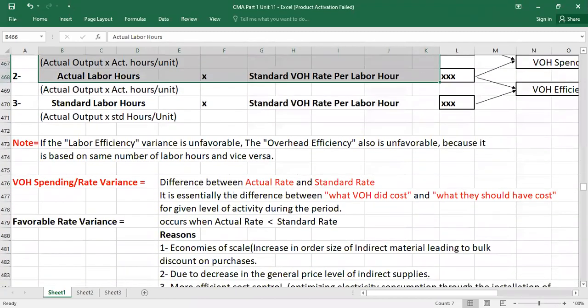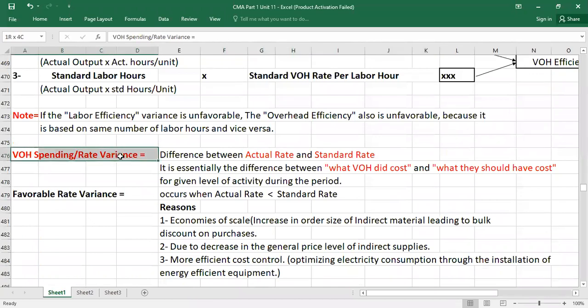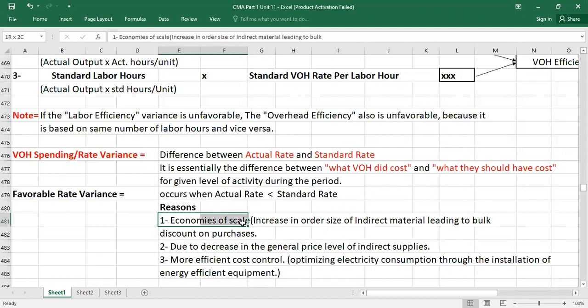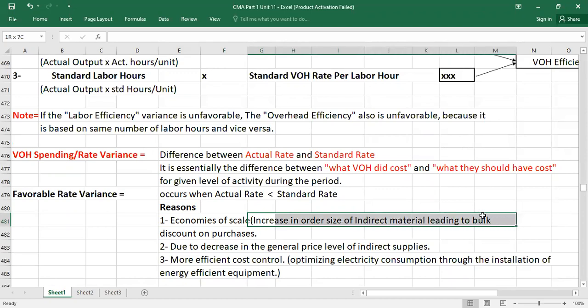So let's move to more detail. Variable overhead spending variance, which is also called rate variance, is the difference between actual rate of the variable overhead and the standard rate. So this is really important. Favorable rate variance occurs when your actual rate is less than standard rate, and this could be for a few reasons. Number one, maybe the first reason is economies of scale, increase in the order size of indirect material leading to the bulk discount on purchases.